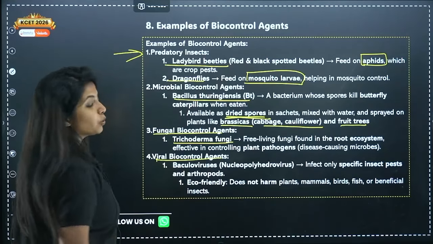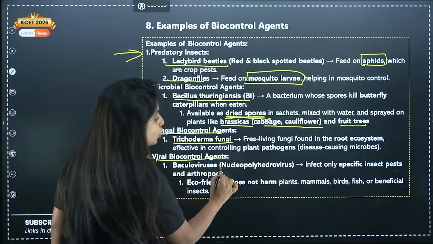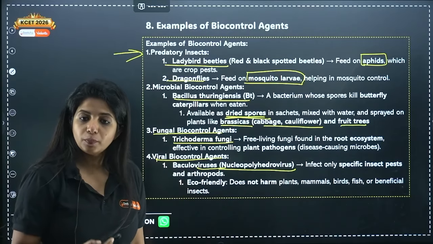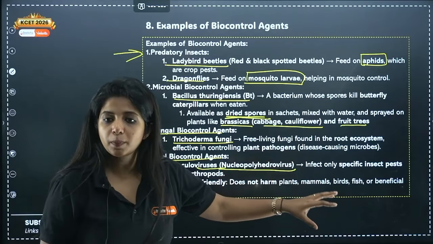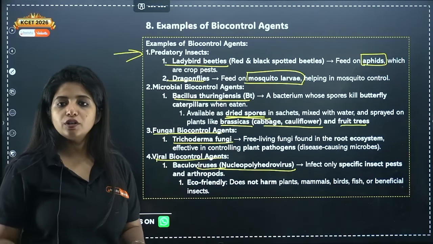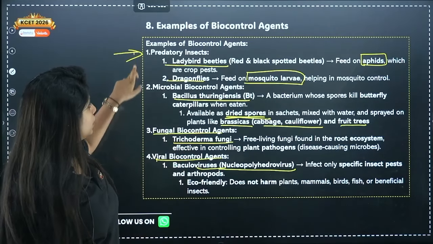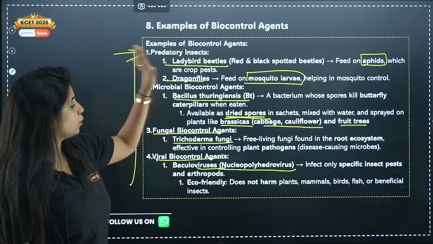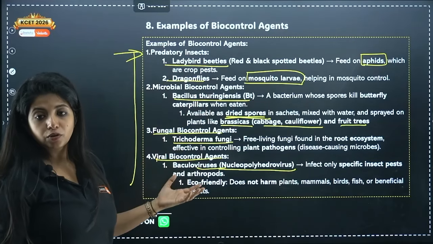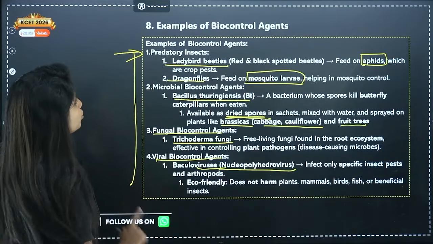Now we have viral biocontrol agents. The example is baculovirus, and it belongs to the nucleopolyhedroviruses. They infect only specific insect pests and arthropods. They are all eco-friendly. They do not cause any harm. So yes, predatory insects, I hope it's clear. Microbial biocontrol agents, Bt. Fungal, you have Trichoderma, that is in the root of the plants. And viral, you have baculoviruses belonging to the nucleopolyhedrovirus group.